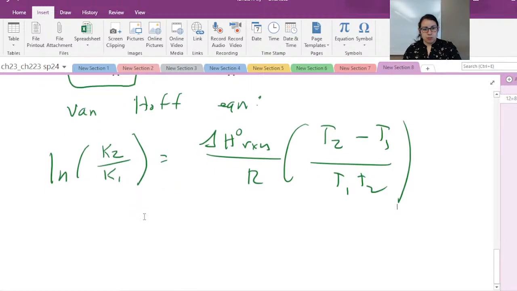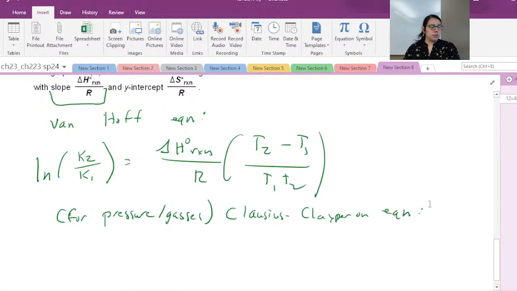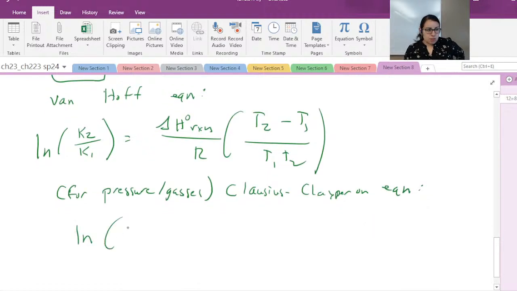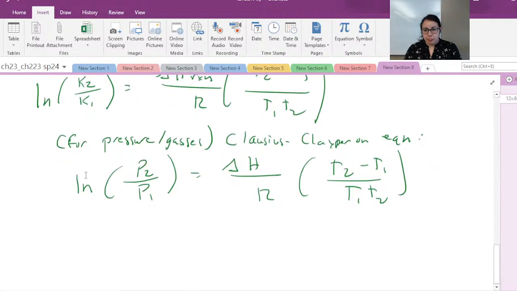Or the pressure-related one. So this is for pressure or gases. And you have the Clausius-Clapeyron equation, if I could spell. And so this is another form of it. So now your natural log of your pressure, P1 over P2, is equal to our delta H over R, again over (T2 minus T1) over (T1 times T2). So those are just other equations that come up.